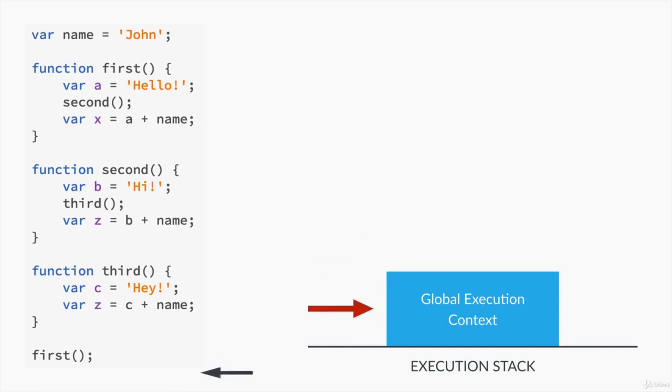And like this, we executed all three functions, created three execution contexts, and popped them off the stack when the functions returned. I hope that all of that made sense to you.